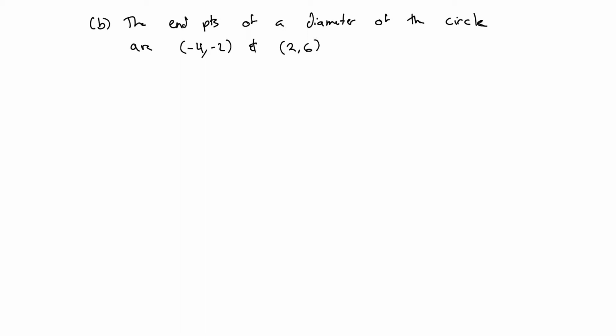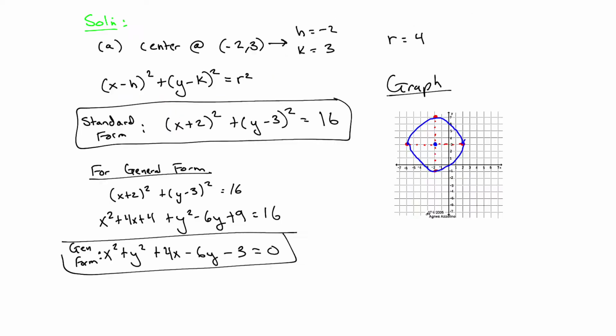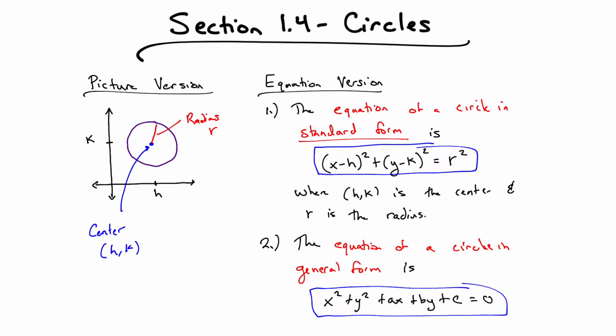Now, how do I use this information? Because this is not the center, and we don't know the radius. So what do we need? Well, if we go back, don't worry, I'm coming right back to this. But in order to find the equation of a circle, we need the center and we need the radius.